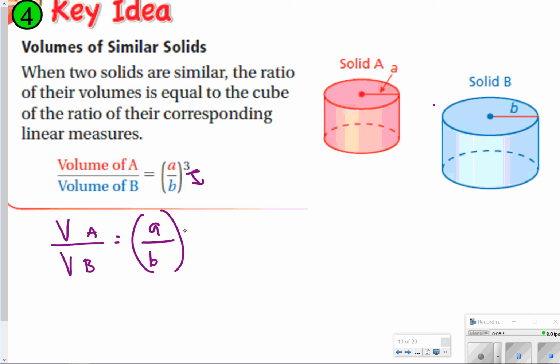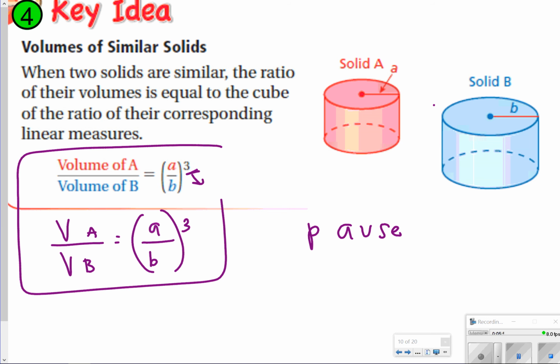Another way you can write it, the volume of A over the volume of B is equal to A over B cubed. Okay, let's take a moment here to pause the video and write down what you see so you know how the volume relates to the lines of similar solids. And once you're done, click play to see how it works.